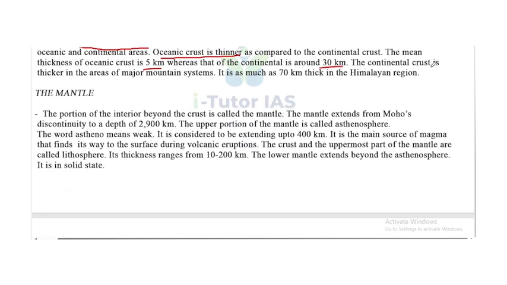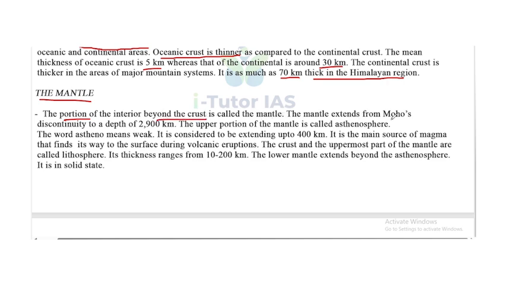Now the continental crust is thicker in the areas of major mountain systems. It is as much as 70 km thick in the Himalayan region. Next one is mantle. The portion of the interior beyond the crust is called mantle.